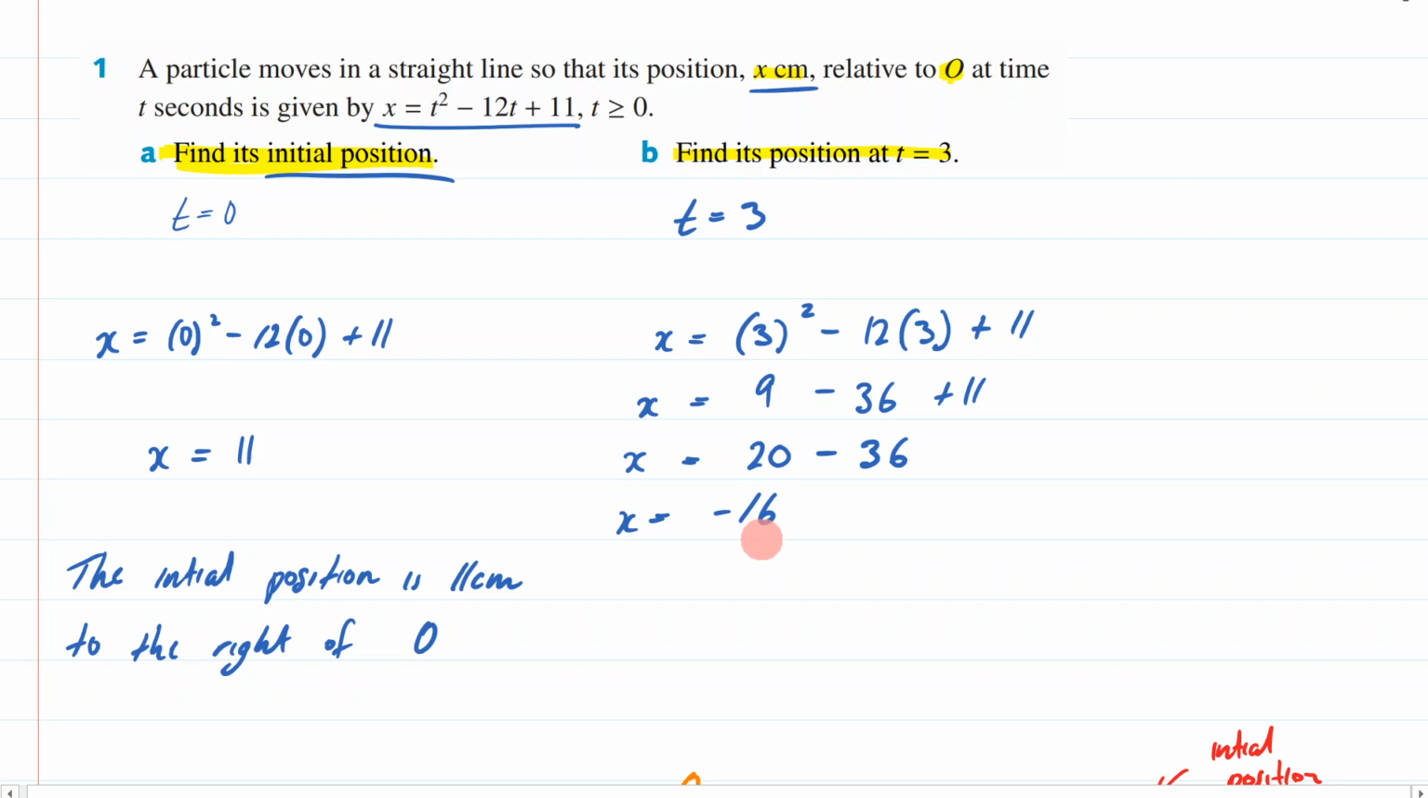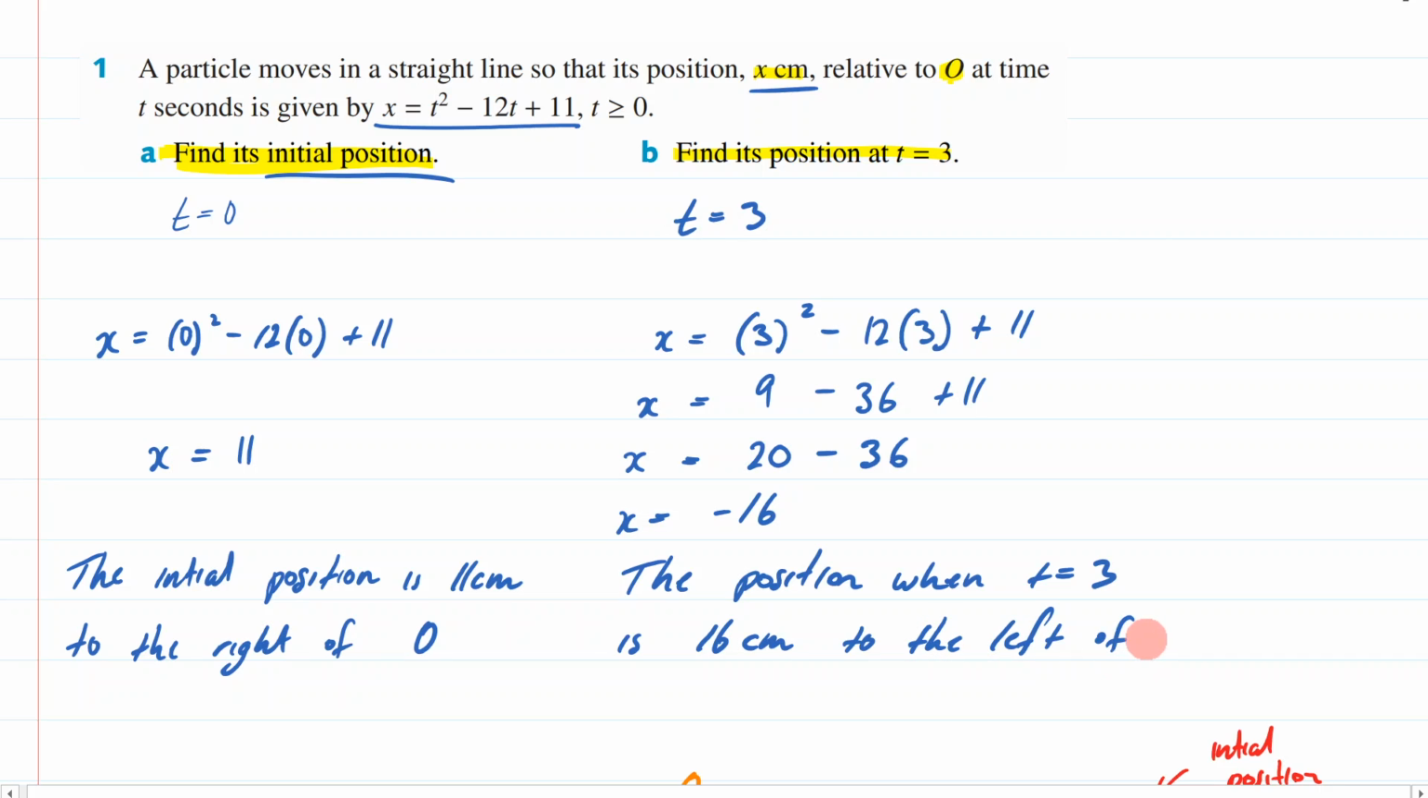So that means, and we have to write this in a sentence again, the position when t is equal to 3 is 16 centimeters. Now here's the important part. To the left of the origin O. So remember, it's to the left because I got a negative out here. So it's really important that you differentiate between, if it's positive, it's to the right, as you can see there. If it's negative, it's to the left of the origin.